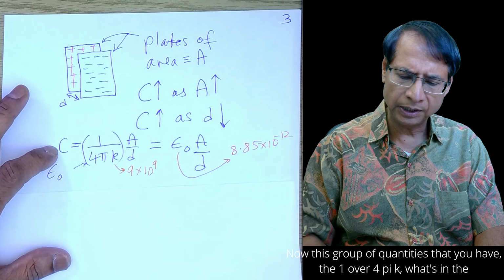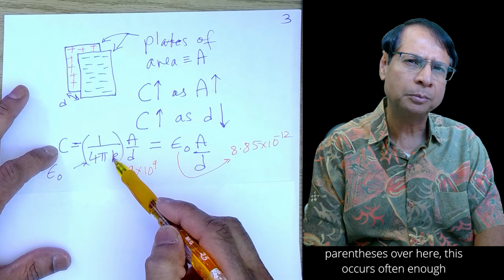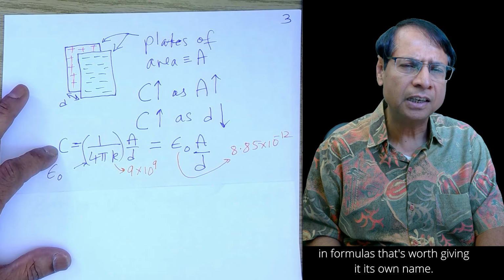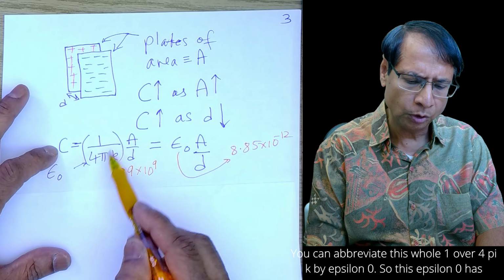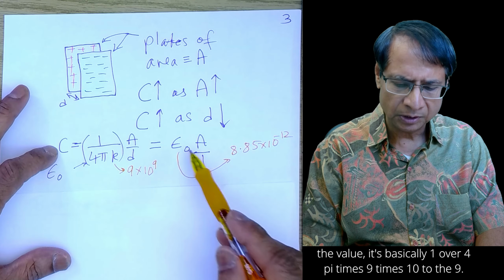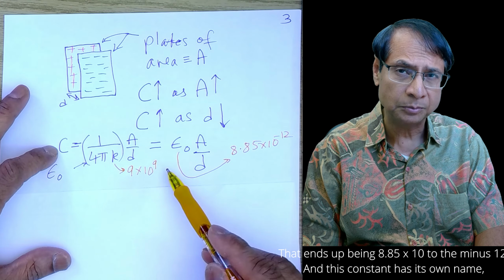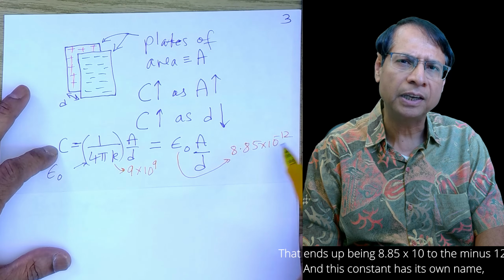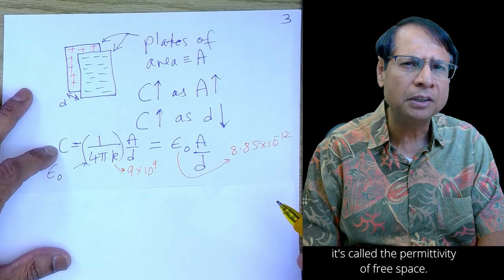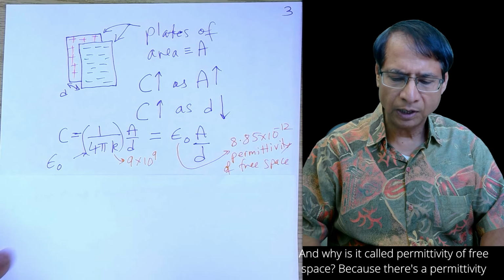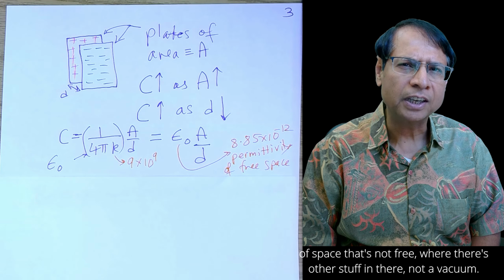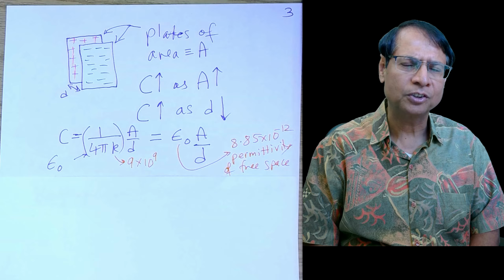Now this group of quantities that you have, the 1 over 4 pi K, what's in the parentheses over here, this occurs often enough in formulas that it's worth giving it its own name. You can abbreviate this whole 1 over 4 pi K by epsilon 0. So this epsilon 0 is basically 1 over 4 pi times 9 times 10 to the 9. That ends up being 8.85 times 10 to the minus 12. And this constant has its own name. It's called the permittivity of free space. And why is it called permittivity of free space? Because there's a permittivity of space that's not free, where there's other stuff in there, not a vacuum.